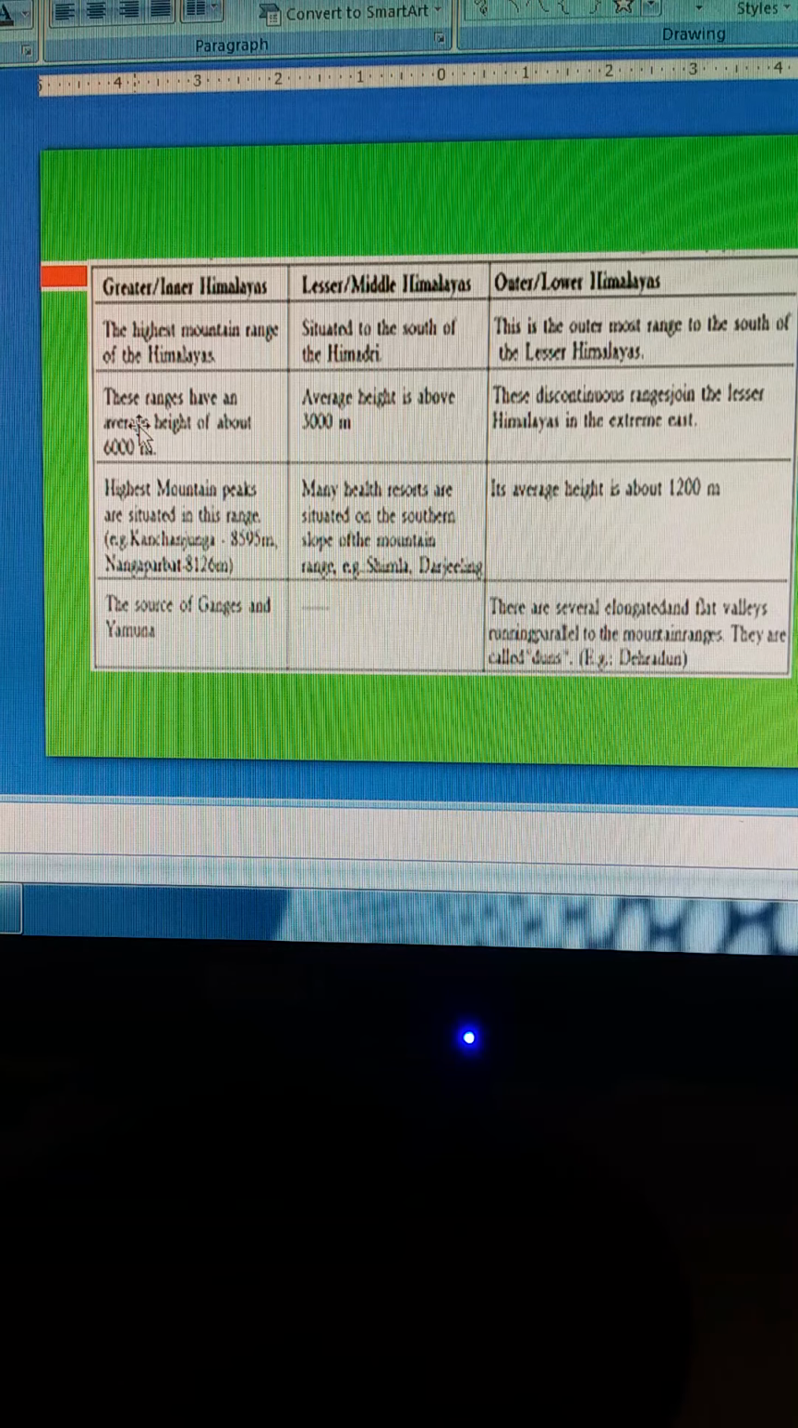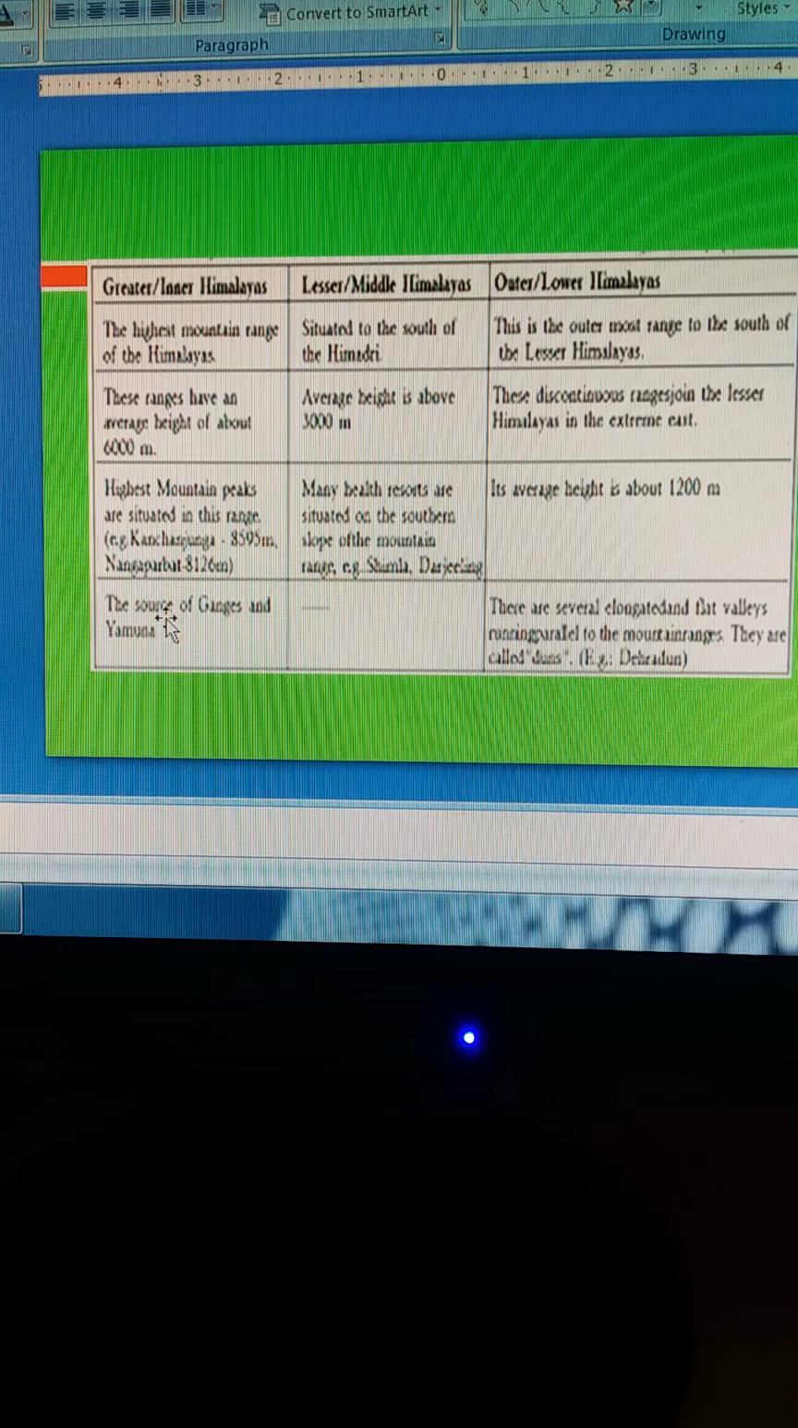Number two, the greater Himalayas: these ranges have an average height of 6,000 meters. The middle one has an average height of 3,000 meters, and the outer ones are discontinuous and lie at the extreme end. In the greater one, the highest peaks are situated, that is Kanchenjunga. In the middle Himalayas, on the southern slopes, we have hill stations like Shimla and Darjeeling, and in the lower ones the average height is about 1200 meters.